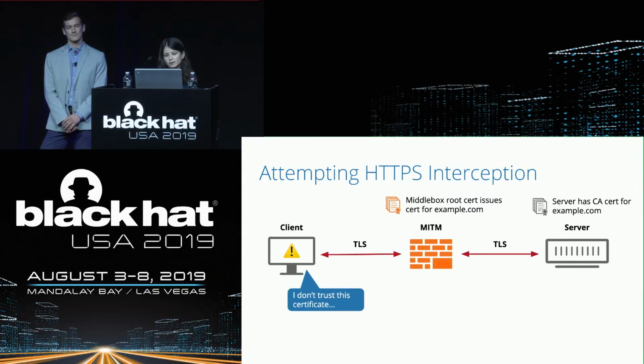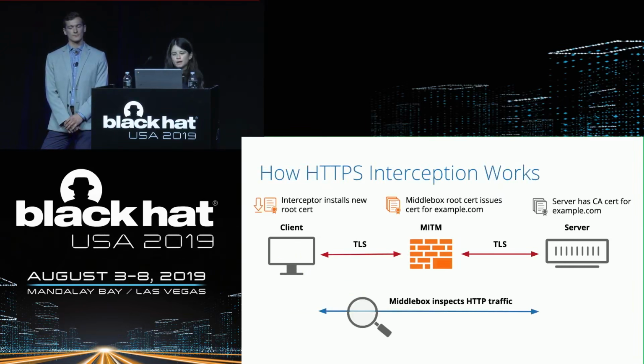This approach fails, however, because the client will not trust the interceptor's root certificate by default. Instead, a client would likely receive a warning, which says that the certificate that the middlebox presented was not issued by a trusted root certificate, like that of a certificate authority.